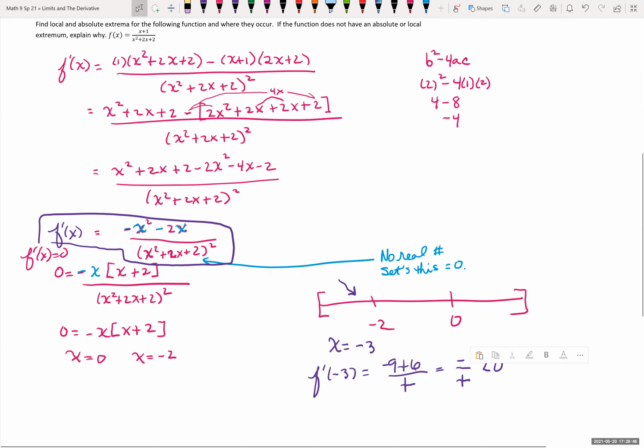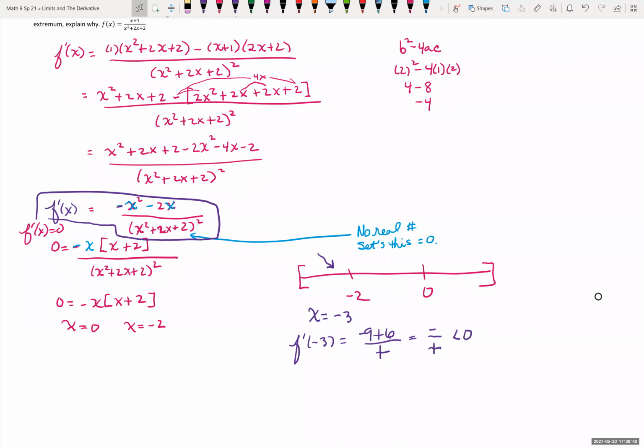Choose something between negative 2 and 0. So how about x equals negative 1. If we square negative 1, that's 1 with a negative in front, so it's negative. And then we have negative 2 times negative 1, so that's plus 2. So we have negative 1 plus 2. That's a positive number in the numerator, always positive in the denominator. So this is going to give us something greater than 0. So it's increasing.